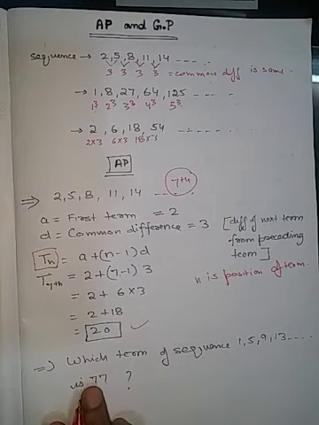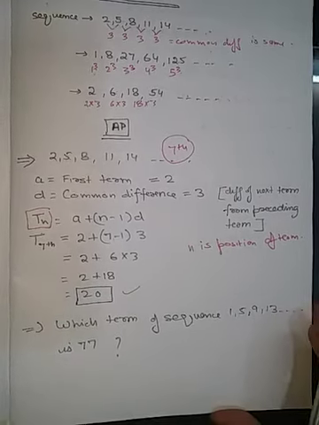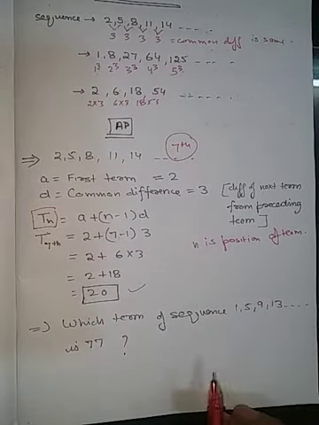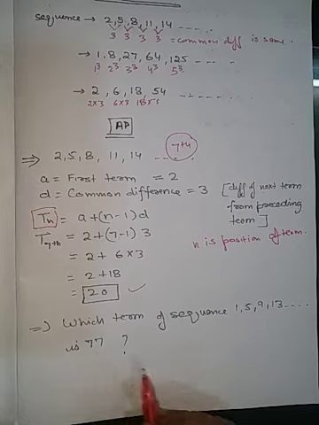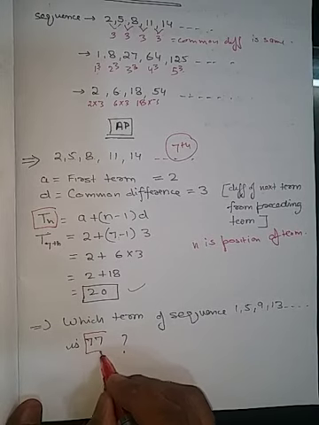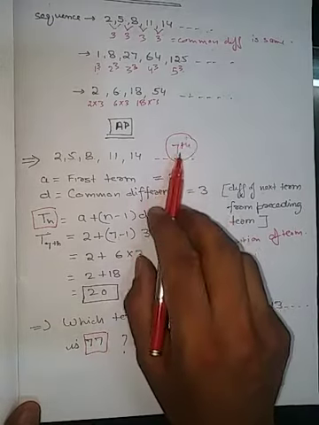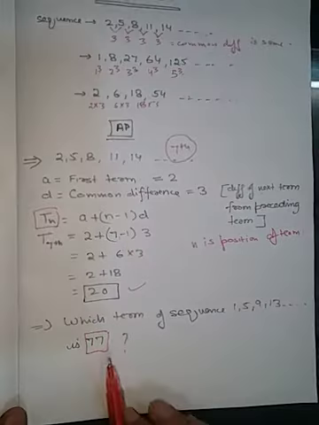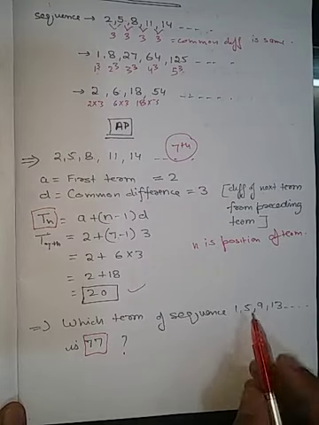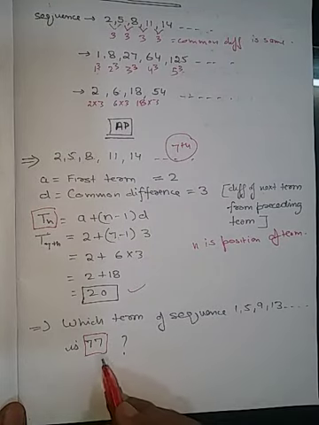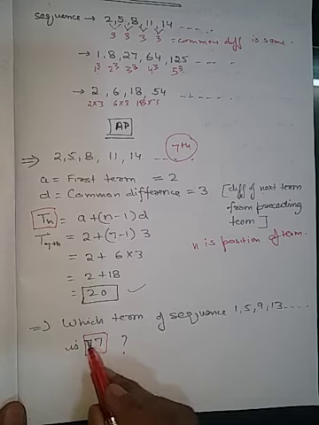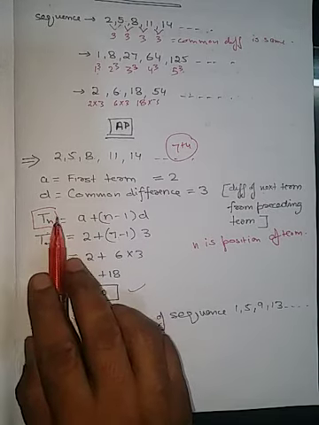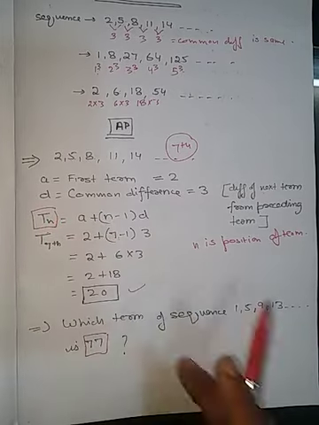Now take the next question. Which term of the sequence 1, 5, 9, 13 is 77? Now the value of a term is given. Here we are given the series and asked to find the position of this term. The value is given, the position is asked. According to this formula, this value is given, and we have to find this position.